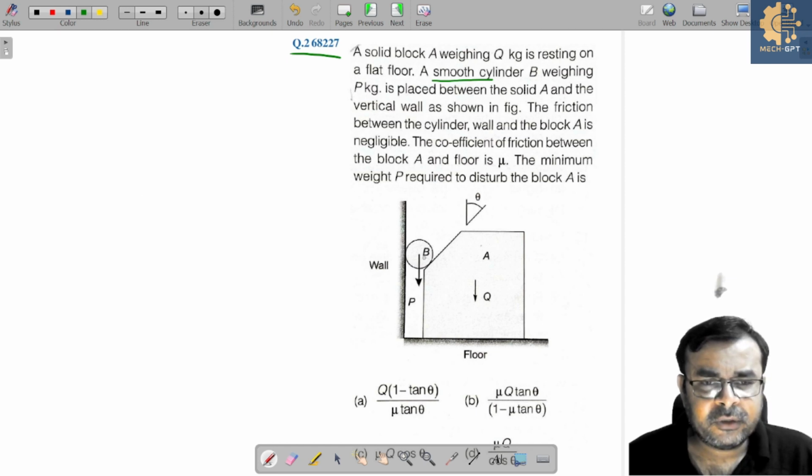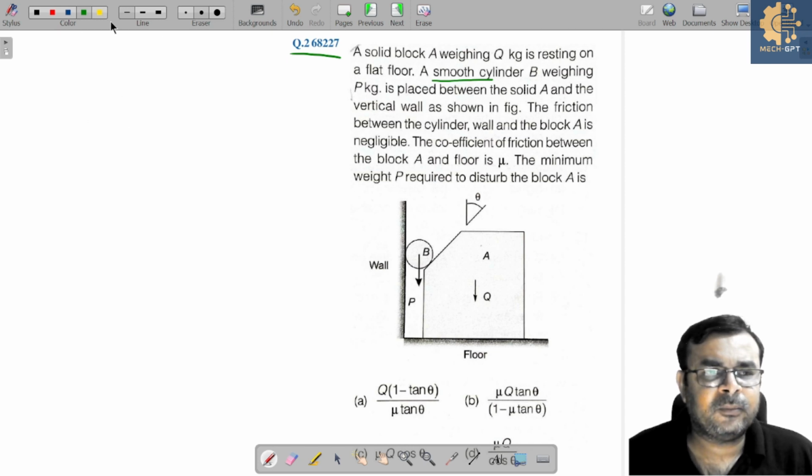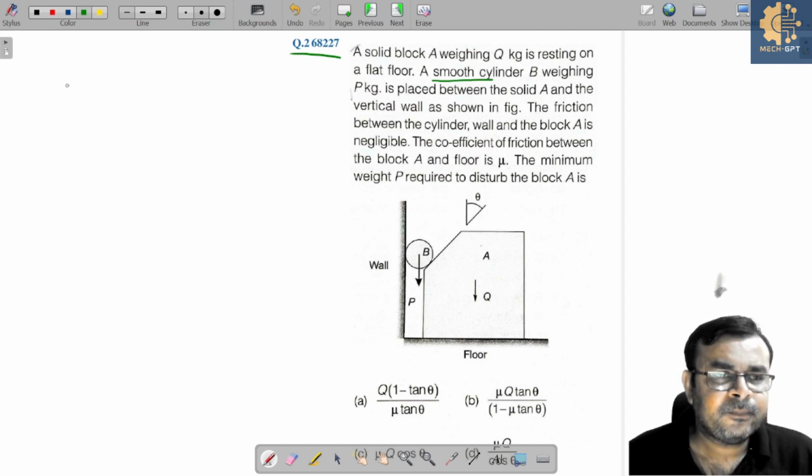Correct. So what you need to do? First, we need to find the reaction between block A and the cylinder B. So if I draw a free body diagram for this cylinder, here in this cylinder we have a normal reaction somewhere here, and its own weight which is acting in the downward direction, and one more reaction is acting like this. If I intersect the line of action of all these forces, it looks like this.